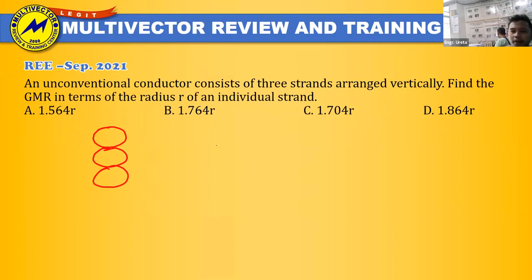In terms of GMR, the geometric mean radius formula is just equal to the nth root of the distance combinations D1, D2, up to Dn. Unahin na lang pala natin, meron pa tayong multiplier, e raised to negative 1/4, multiplied by r raised to n. So in terms of radius, naka-multiply siya sa r. Tapos yung distance combination natin, D1, D2.